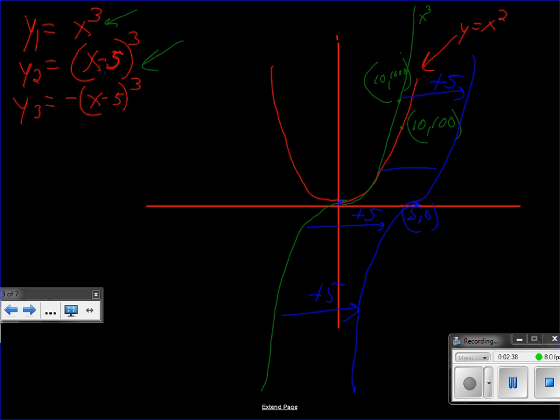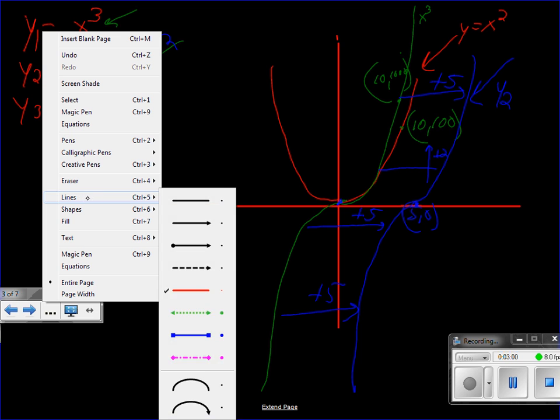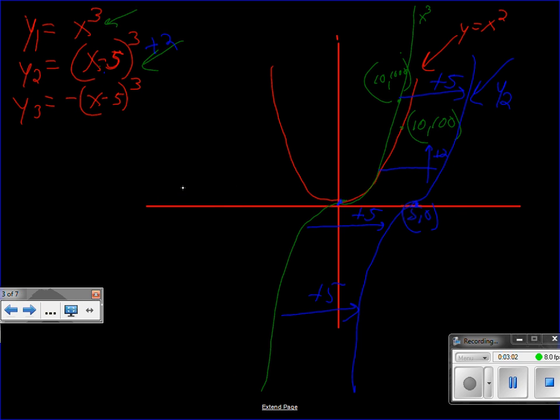What happens if I wanted to move this up by, let's say, plus 2? Well, if I wanted to move the whole curve up, then I could put a plus 2 over here. Okay, how about this, though? What is this? This is y2. Not to confuse you here. Let's get rid of the plus 2 business.